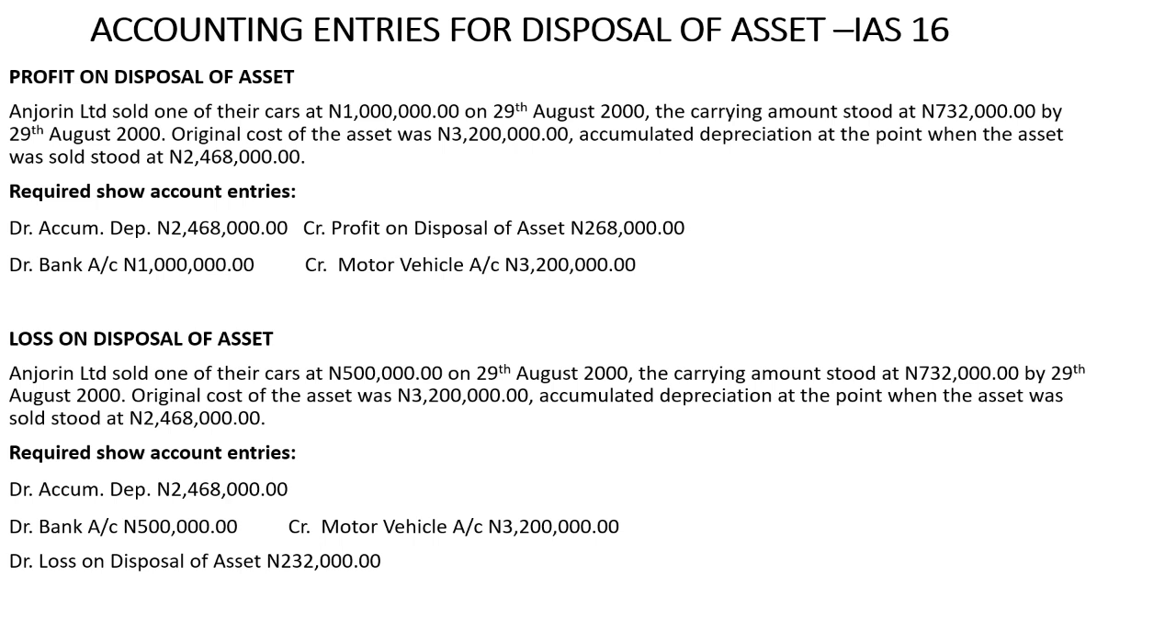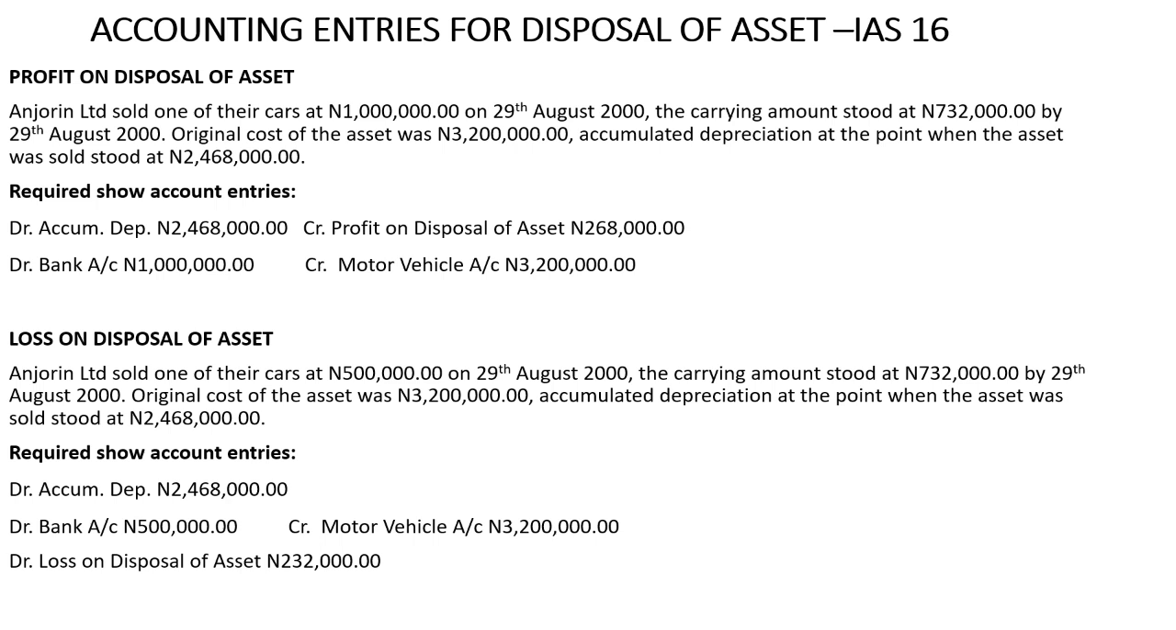Like I said, we need to determine what's the carrying amount at the point when the item was sold. According to this scenario, the carrying amount stood at 732,000 naira, while the asset was sold for 1 million naira to the customer. So what will be the accounting entry? The accounting entry would be to debit accumulated depreciation account with 2,468,000 naira, and debit bank because we received 1 million naira into the bank account. Then credit profit on disposal of asset.